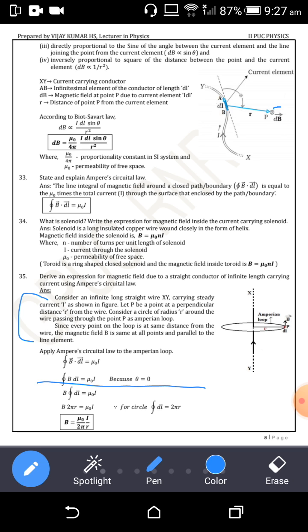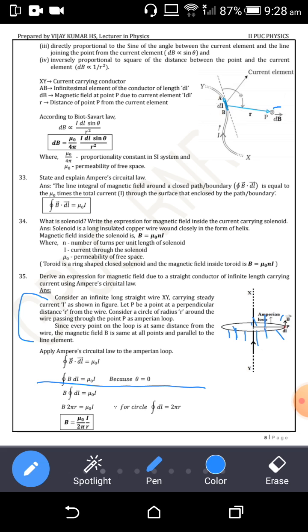Next, integration of dl. dl is a small element, and integration of that is adding up all the small elements you have taken in this closed loop. Adding all the current elements, the small elements we have considered across that loop, is what we call integration. The circumference of that loop comes out to be 2 pi r. Hence we replace the integral of dl by the circumference of the loop, that is B into 2 pi r is equal to mu naught I.